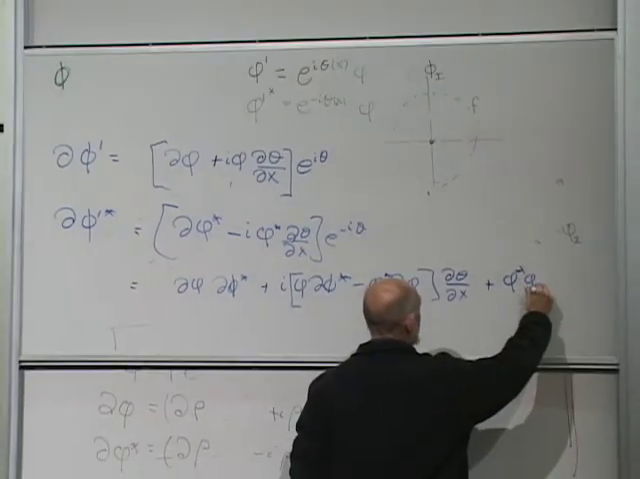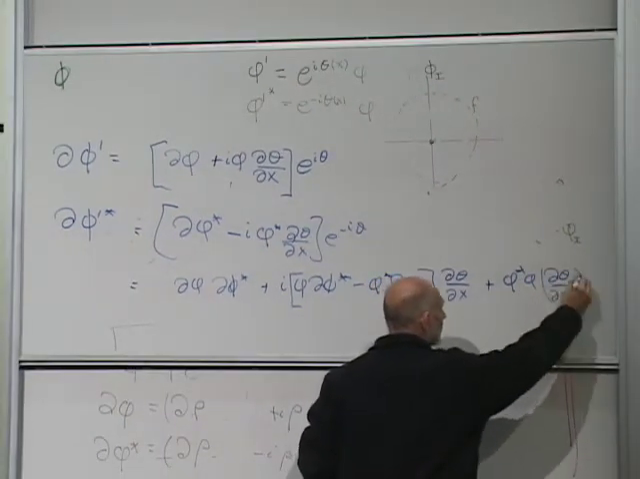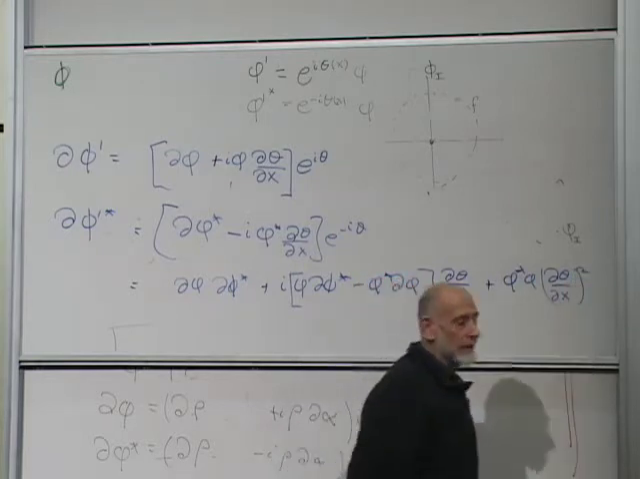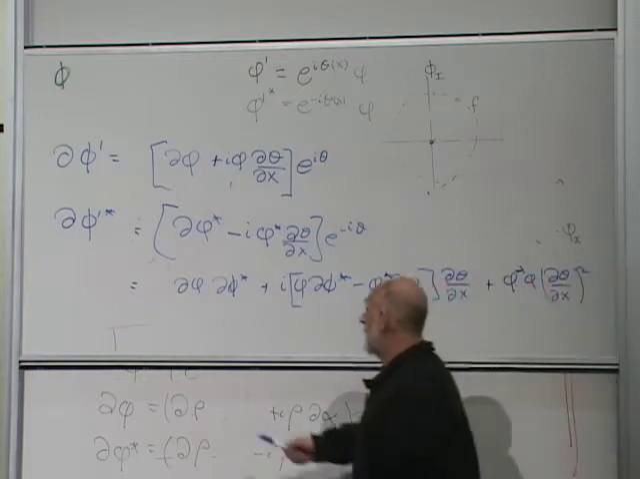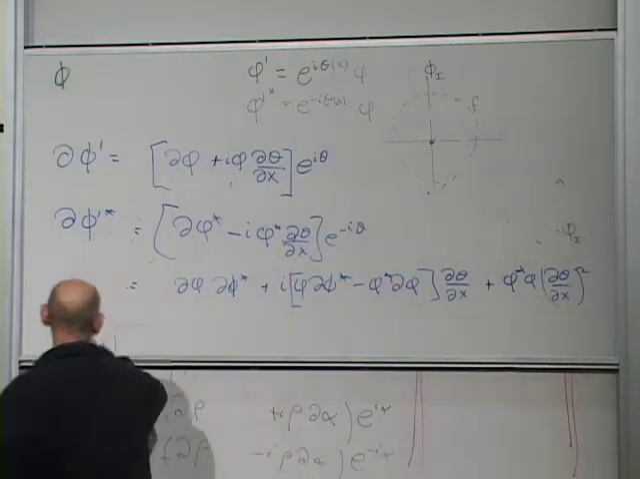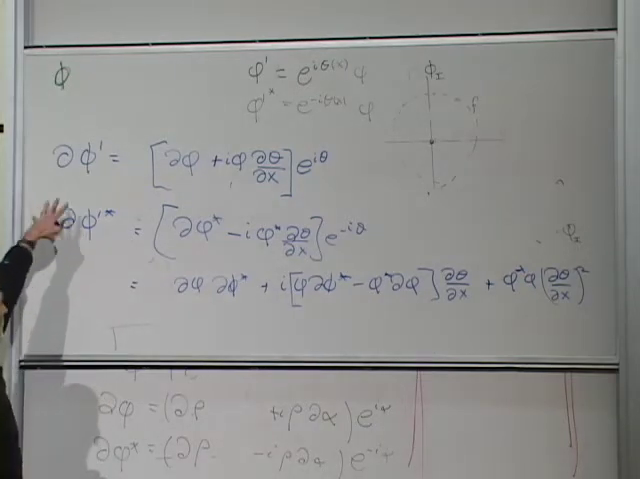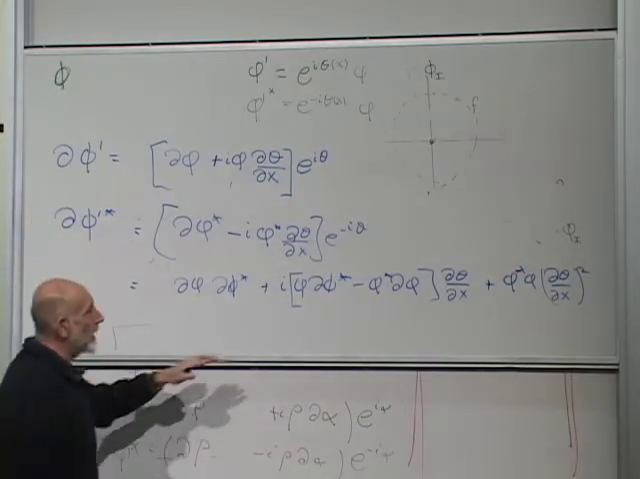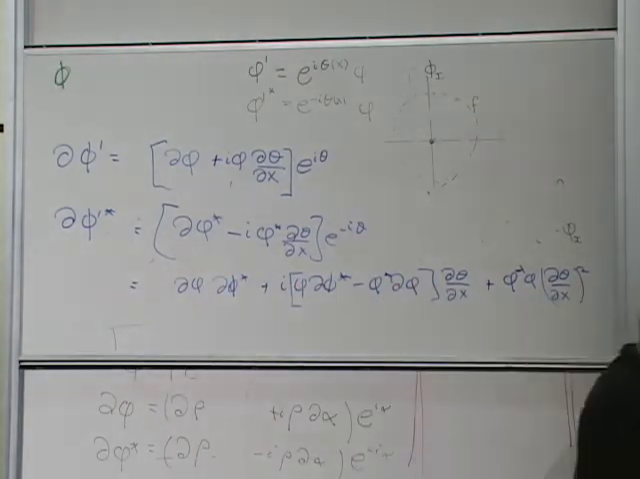Phi star phi times the derivative of theta with respect to x squared. Well, that's a disaster. I mean, it's a disaster if we were hoping that this would be a symmetry. It's not a symmetry. The new Lagrangian, when expressed in terms of phi prime, is not the same as the Lagrangian when expressed in terms of phi.